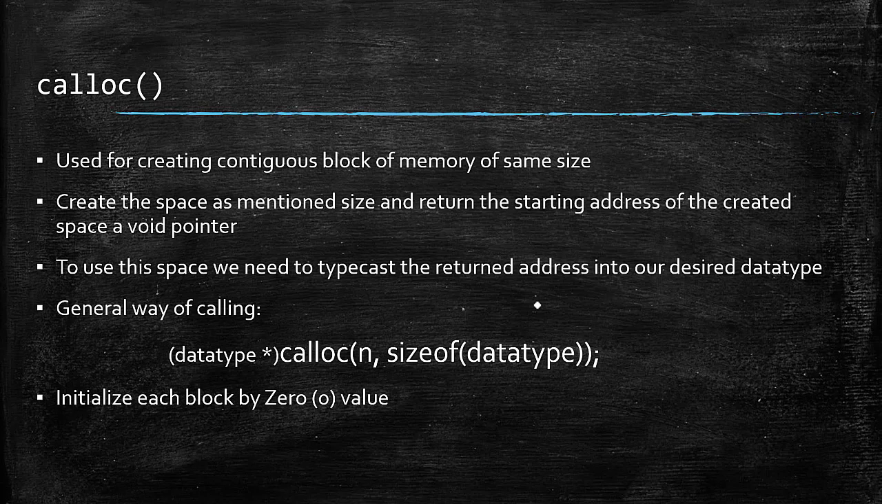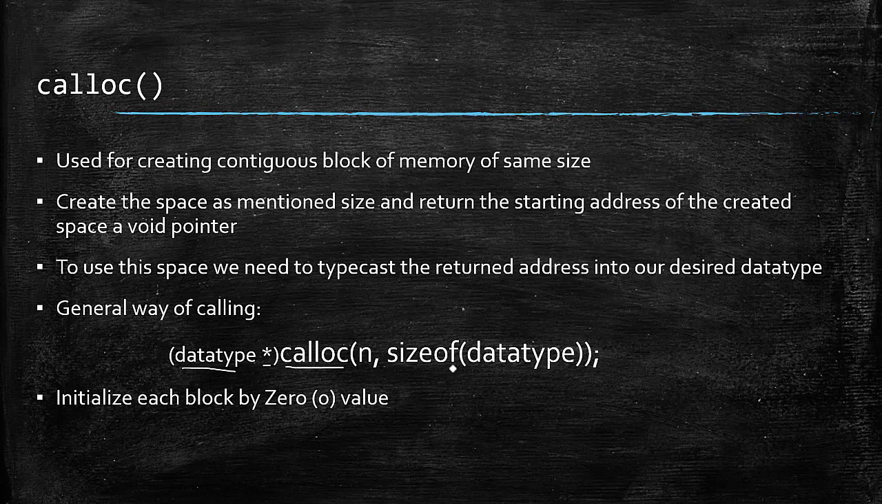So it is returning an address, means it should be some kind of pointer, and it is basically a void pointer. To use this space, we need to typecast this void pointer, or the returned address, into our desired data type. So if we want to use that space as an integer, then we need to typecast it as an integer pointer. Now, the general way of calling the calloc function is given like that. So here we are going to mention our desired data type, and as it is a pointer, the pointer operator, then the function name calloc, and it takes two input arguments.